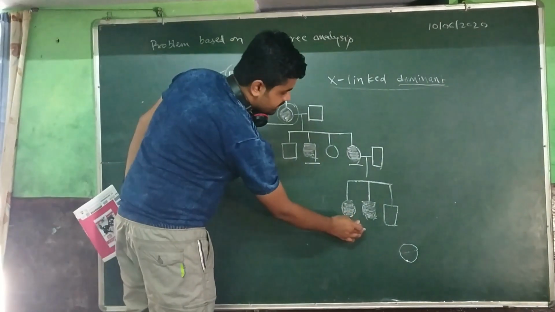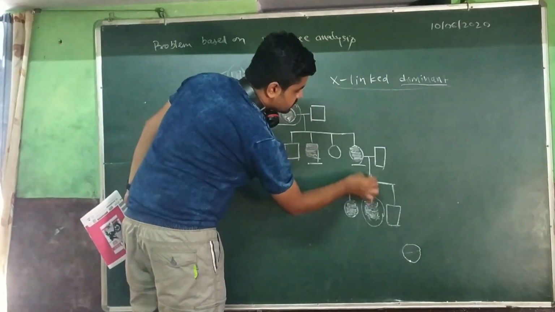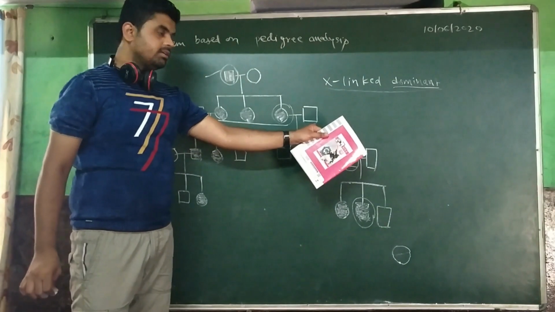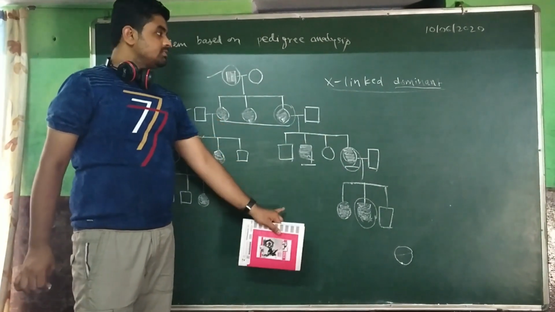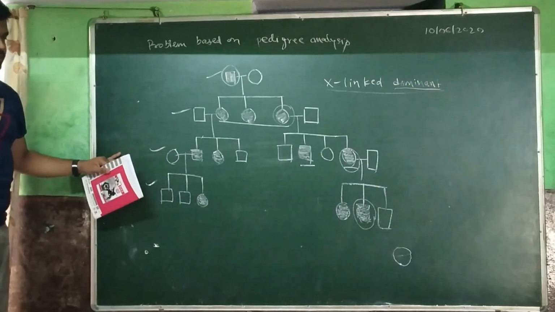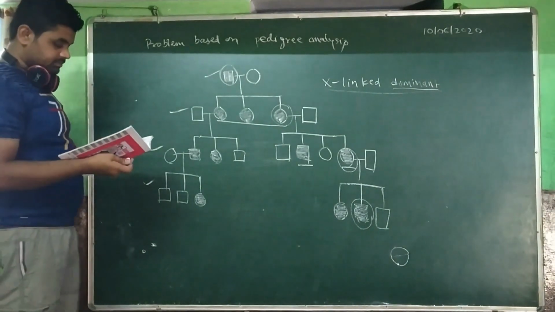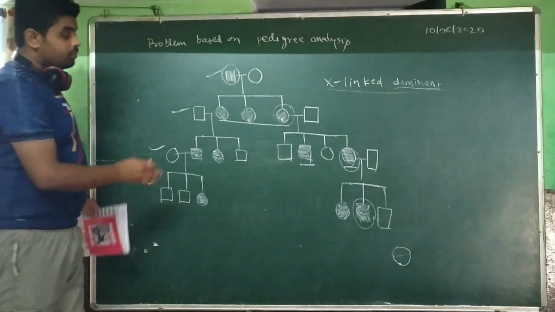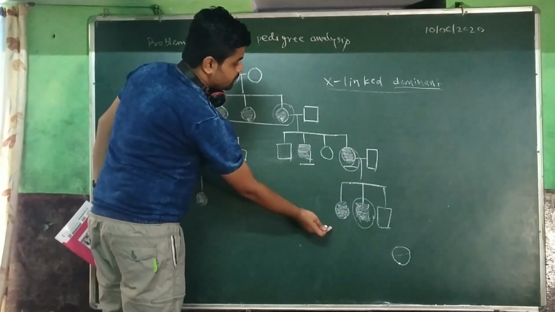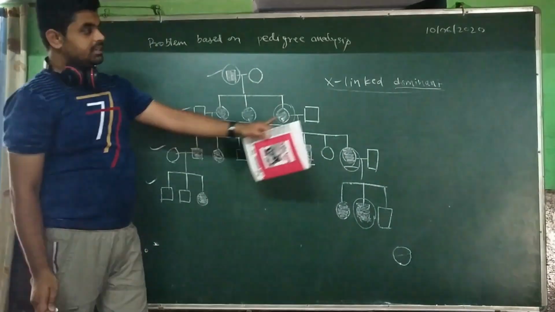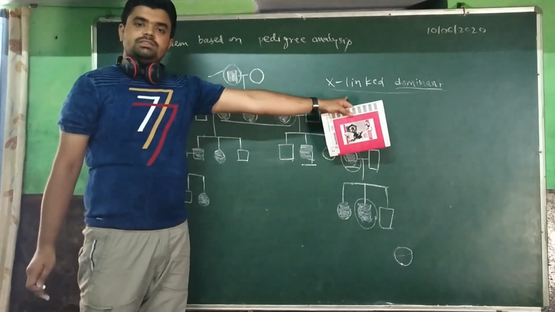Here in this case, the affected son is due to his affected mother, not from an affected father. That means X-linked dominant diseases are those which occur in every generation, and all the daughters are affected due to their affected father, and no son is affected due to an affected father. That's why it is an X-linked dominant disorder.